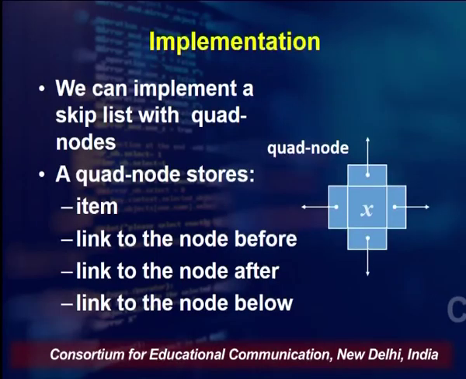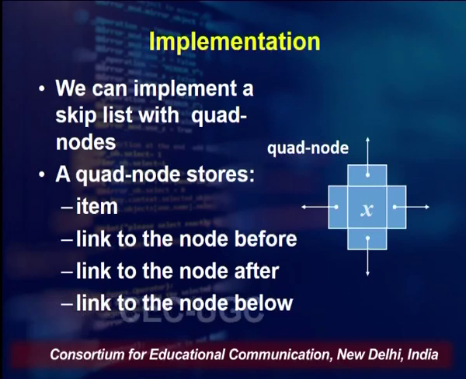Now, what is this quad node? For that you can have a look on the screen, which is giving you a fair idea about the quad node. So, quad node stores what? Quad node is having an item, which is shown here with the help of the variable x. Then there is a link to the node before, that means the link which is going in the backward direction. Then we have a link to the node after, which is a forward pointer. Then we have a link to the node below, and then a link to the node above also is available.